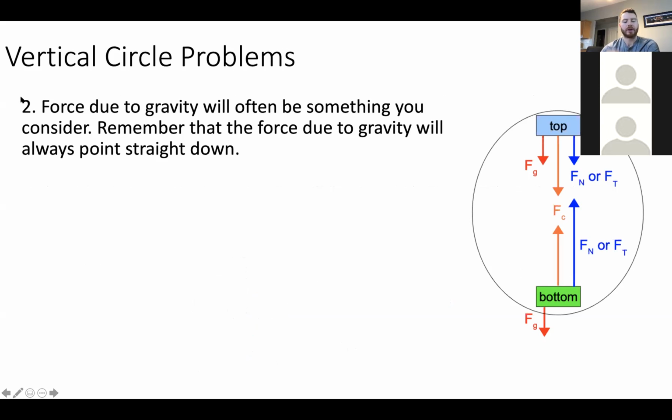So number 2, a consideration that we have to keep in mind as we solve vertical circle problems. The force of gravity is something that we often have to consider. And remember that the force of gravity will always point straight down no matter where it is. So if it's at the top, it's still going to be acting down. If it's at the bottom, it's still acting down, right? Force of gravity always acts down. That's what keeps us stationary, right? Keeps our feet on the ground.